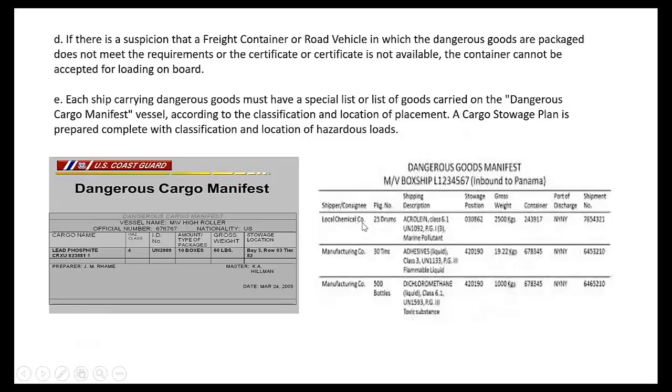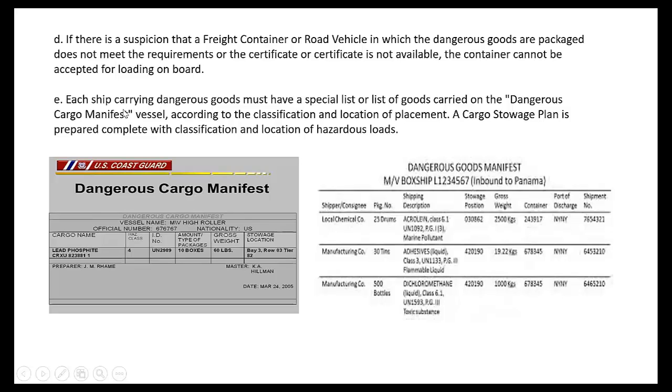And if there is a suspicion that a freight container or vehicle in which the dangerous goods are packaged does not meet the requirement or the certificate, or if the certificate is not available, the container cannot be accepted. So the container cannot be accepted for loading on board if there is a suspicion that the dangerous goods packaging doesn't meet the requirement or the certificate is not available.